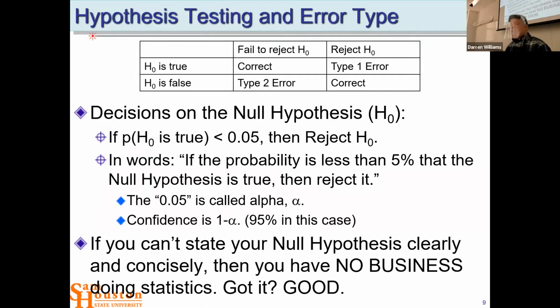This really depends upon your null hypothesis. If you can't state it clearly and concisely, then you have no business doing statistics. So if someone's talking to you about statistical testing, you need to pull the thread and say, well, what is the null hypothesis for this test that you're doing? If they can't state it, then your little alarm bells should be going off in your head. Always be gracious. There's never any reason to call somebody out or be rude, but your confidence in their analysis drops dramatically if they can't state their null hypothesis.